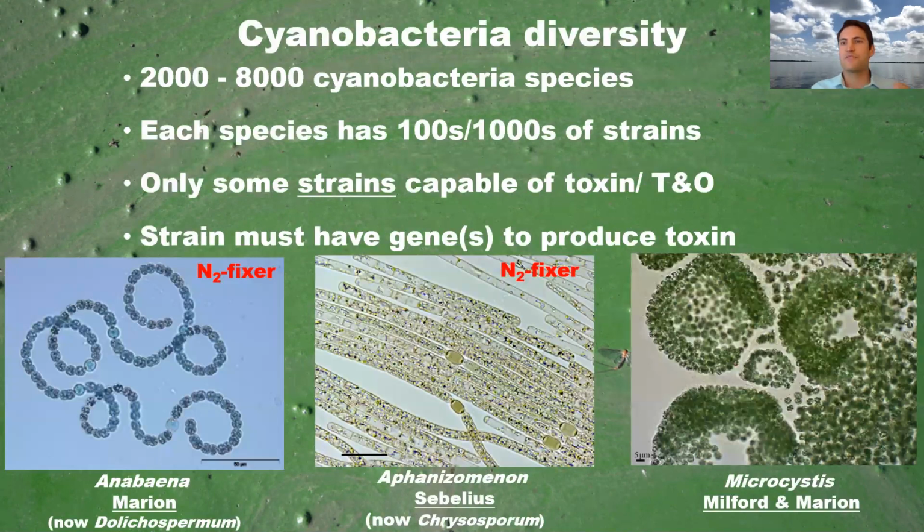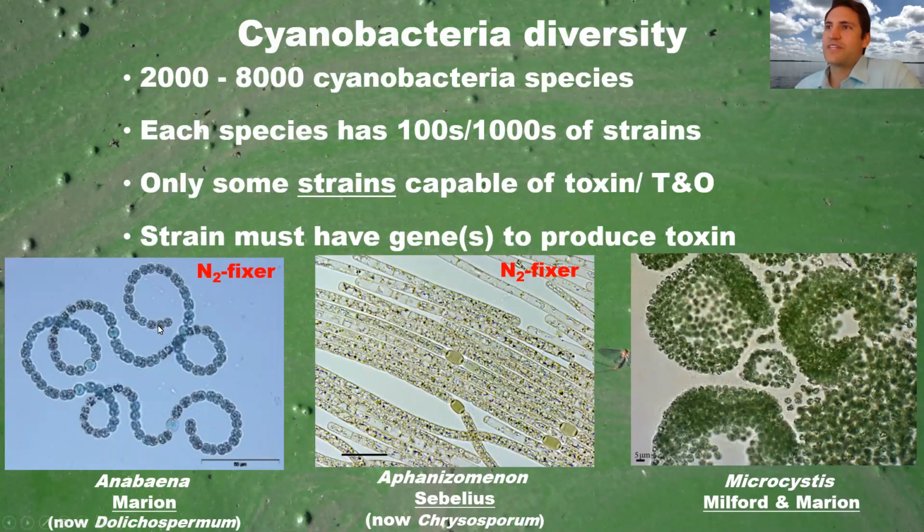Within cyanobacteria, there are many different forms. There are somewhere between 2,000 and 8,000 species. We know of about 2,500 today. Each species has hundreds or thousands of different genetic strains. And only some of the strains can produce the toxins and the taste and odor metabolites that I just referred to. They have to have specific genes to produce that, and not every strain has that gene. Additionally, not every strain looks the same. There are many different morphologies.